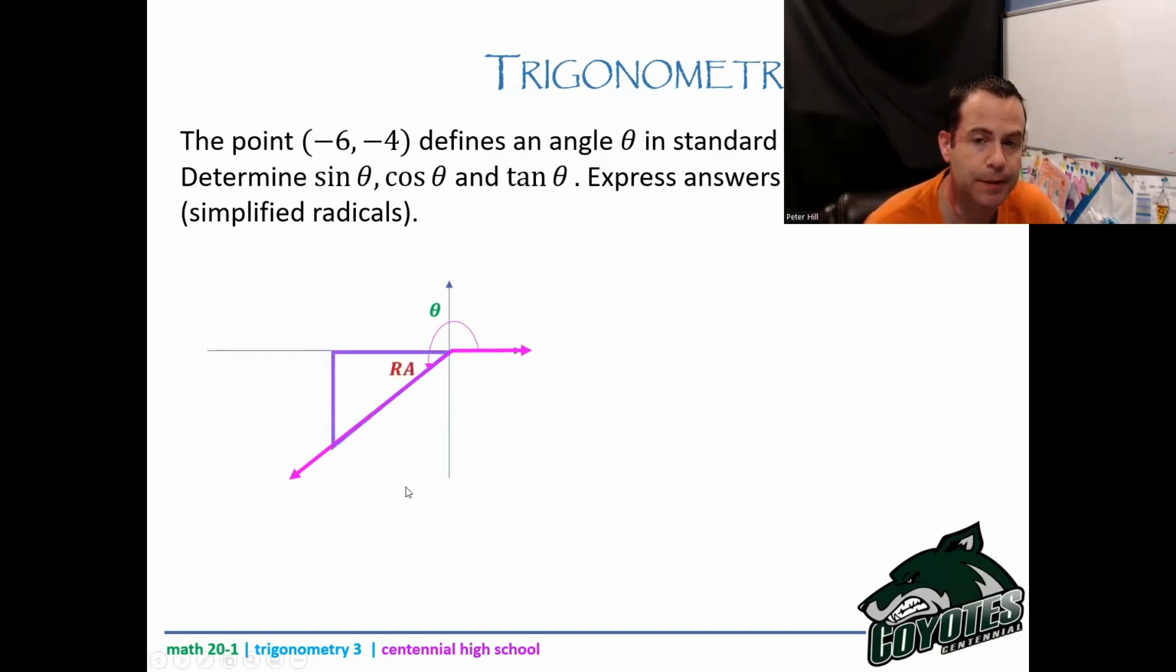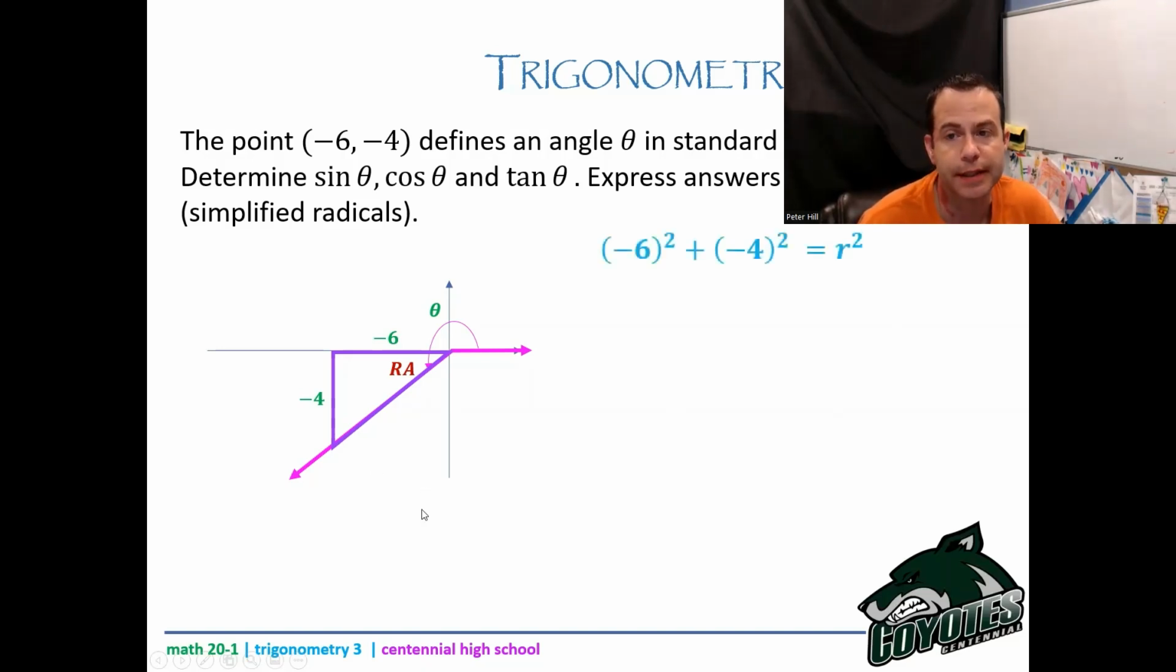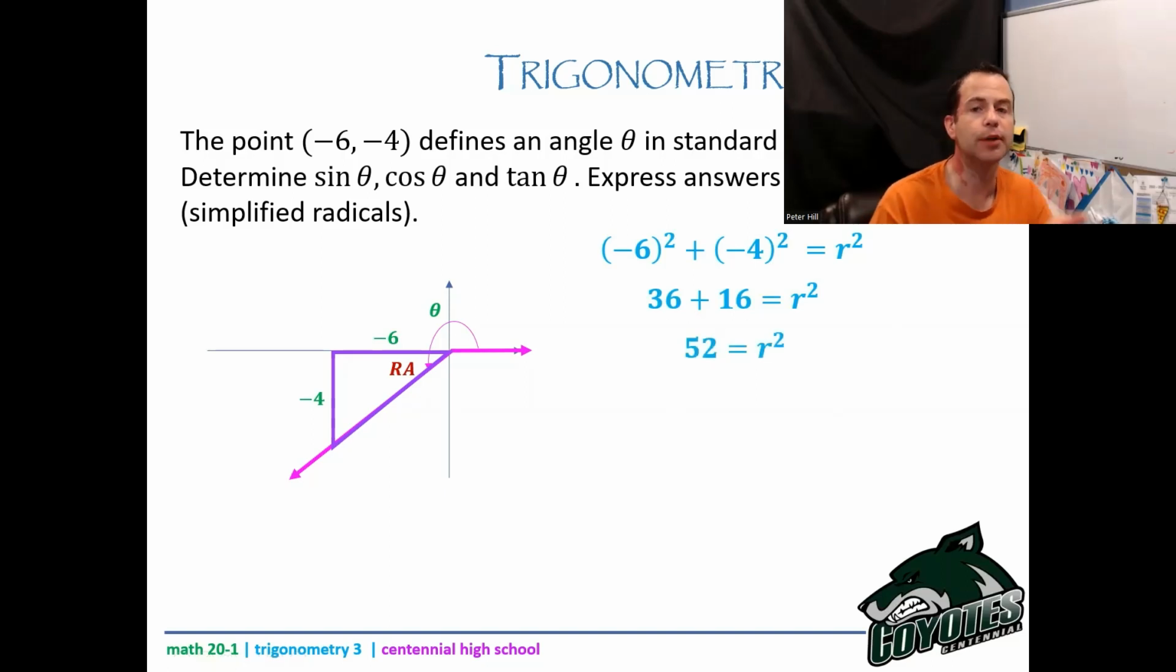I'm going to drop that perpendicular, and I know that the base of my triangle up here on the x will be -6, and the height of my triangle, the distance of the y, will be -4. I need to use the Pythagorean theorem, just like in the last example, to get to the hypotenuse. -6 squared is 36. -4 squared is 16. When I add 36 and 16 together, I get 52. So I'm looking at the root of 52.